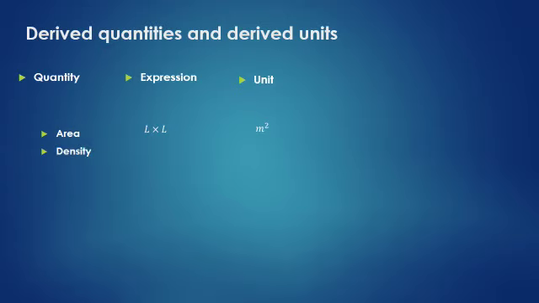Next, density. We define density as mass divided by volume. Mass is measured in kg and volume in m cube. So its unit is kg per meter cube. Velocity. We define velocity as the rate of change of displacement, that is distance divided by time. Distance is measured in meter and time in second. Therefore its unit is meter per second.